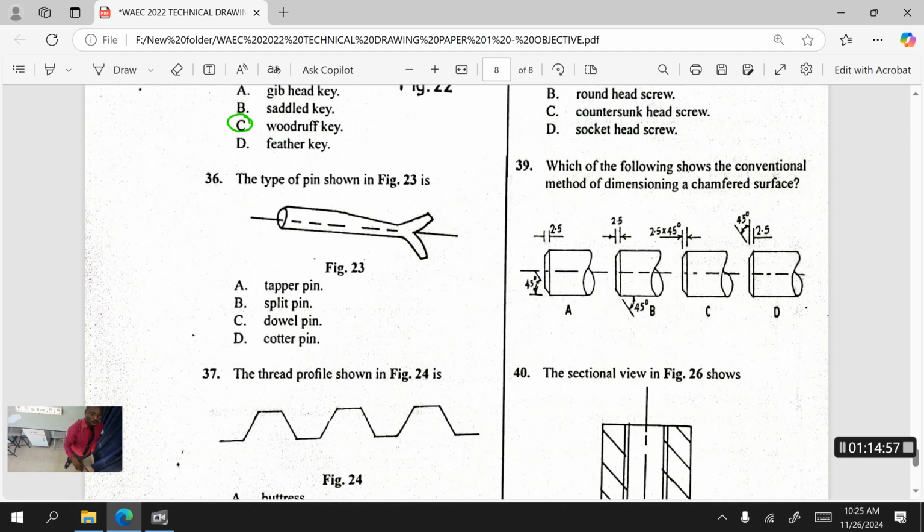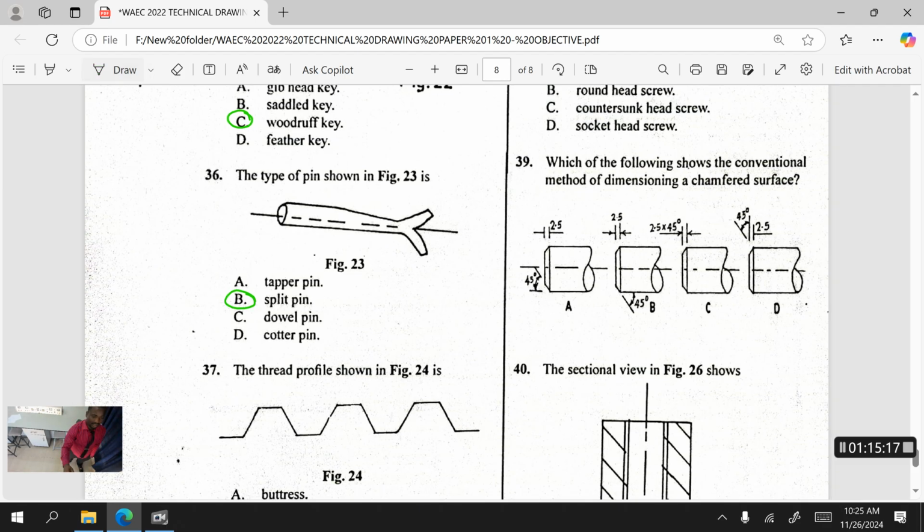The type of pin shown in figure 23 is what? Is it taper pin? Is it split pin? Is it dowel pin? Is it cutter pin? No, this is a split pin.